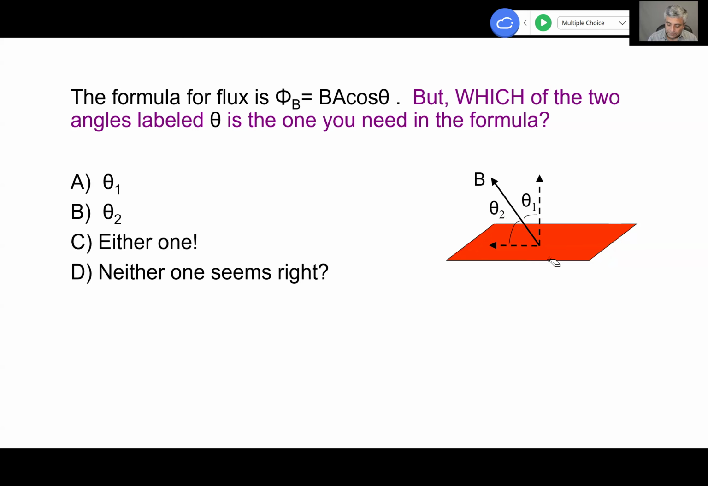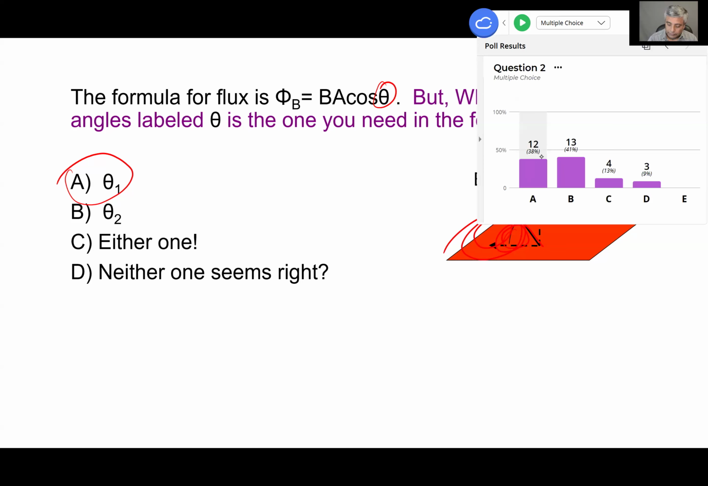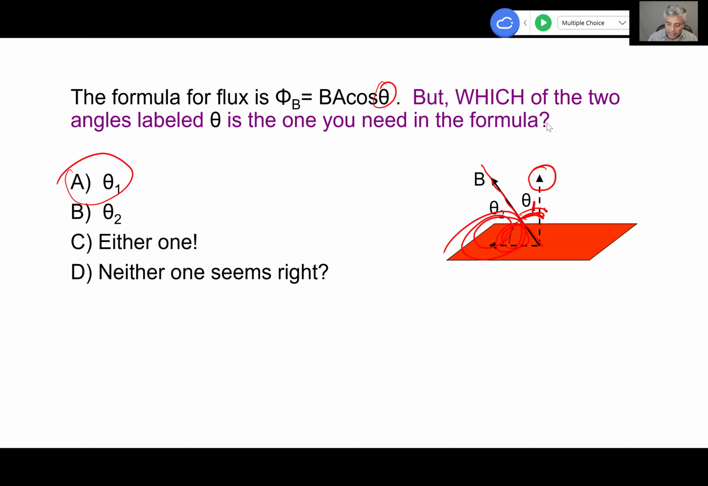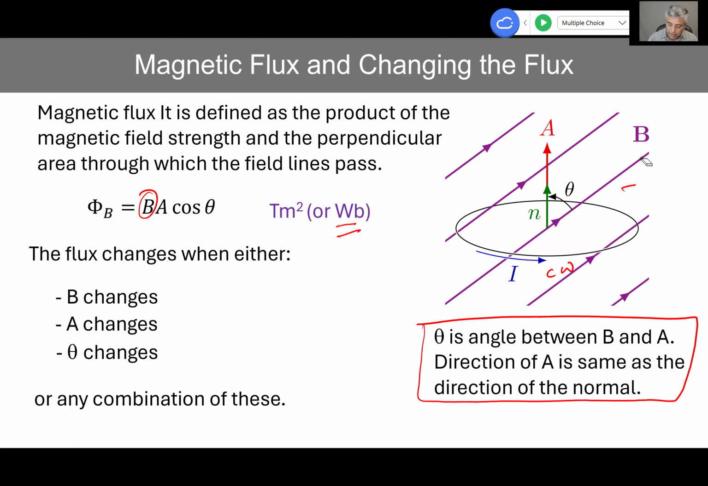So in this case, what happens? The angle is always the angle between the normal and the B. So that means it's theta 1. This is the angle we should be using in this formula to calculate that, not this angle. A is the correct answer. We saw that right here. See, the angle is the angle between the normal and the B. So that's what that was.